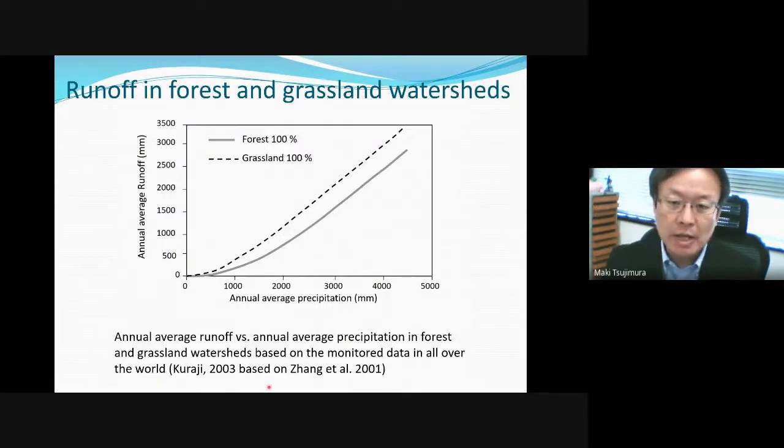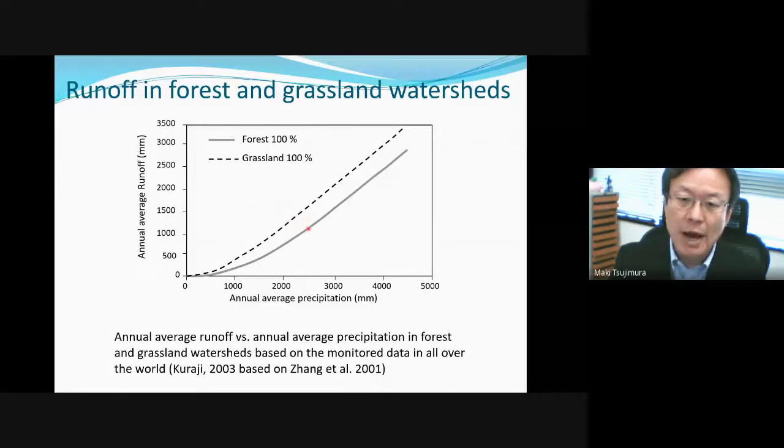Okay. This is a comparison of runoff between forest watersheds and grassland watersheds, summarized in Zhang et al. 2001. Okay. The x-axis shows the annual average precipitation, and the y-axis shows annual average runoff. And the grassland watershed shows higher annual average runoff at every annual average precipitation, usually a few hundred millimeters higher than in the forest, due to higher transpiration in the forest watershed.